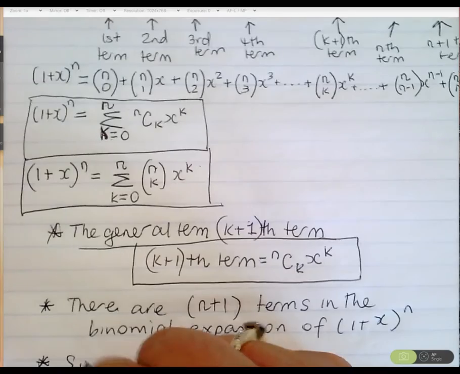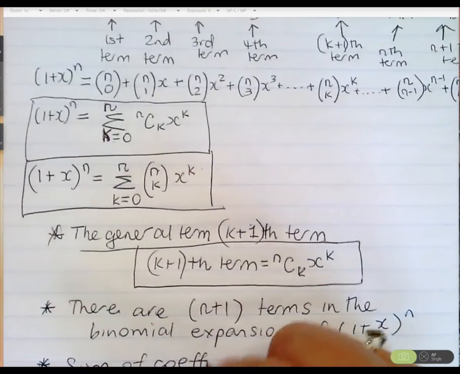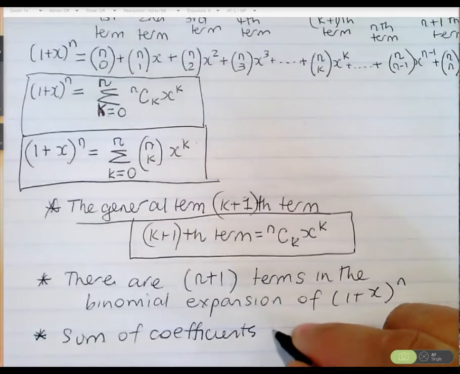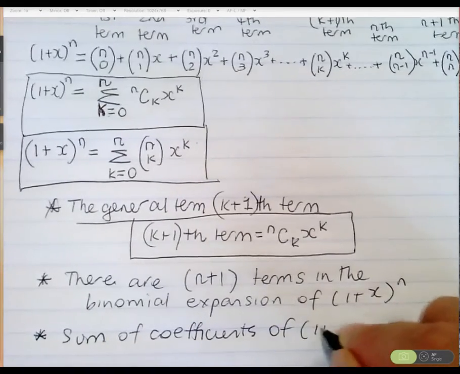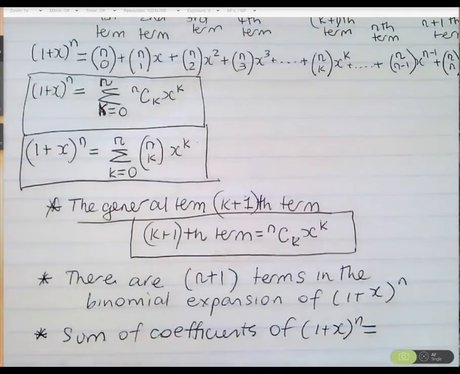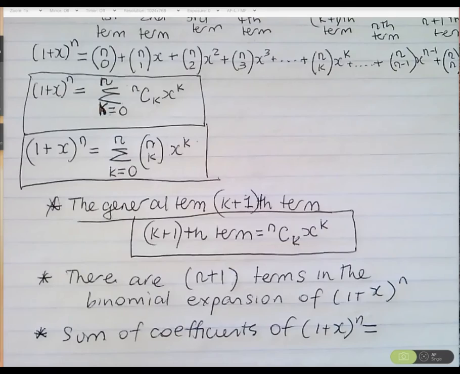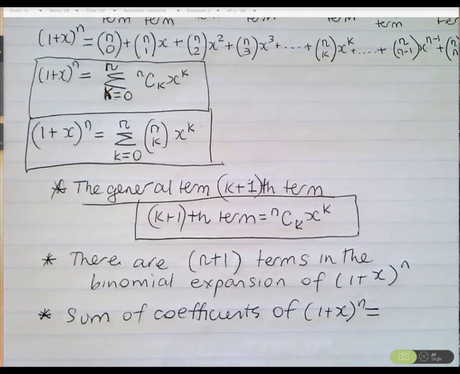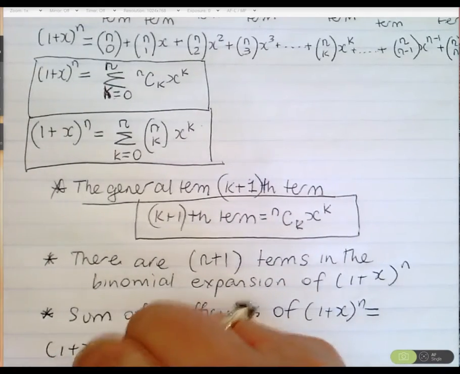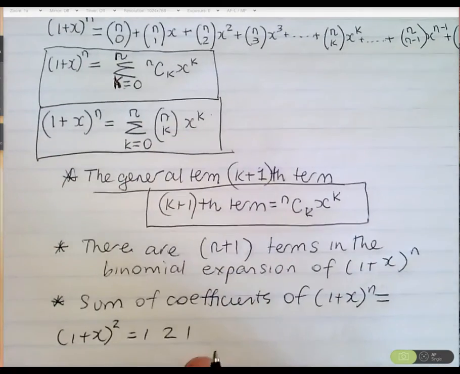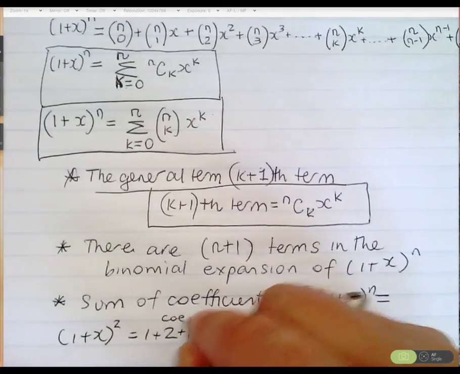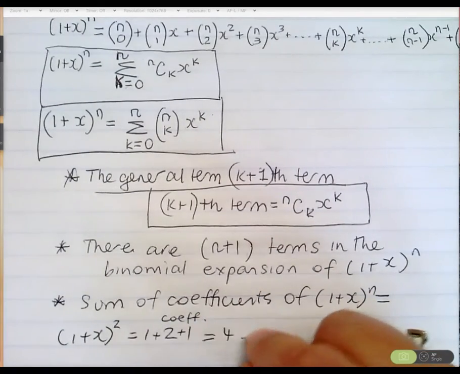And does anyone remember what the sum of the coefficients of (1 + x)^n is? So for example, (1 + x) squared is 1 plus 2x plus x squared. The sum of the coefficients is 1, 2, 1, which is 4. It's 2 squared. They're the coefficients. They add up to 4, which is 2 squared.